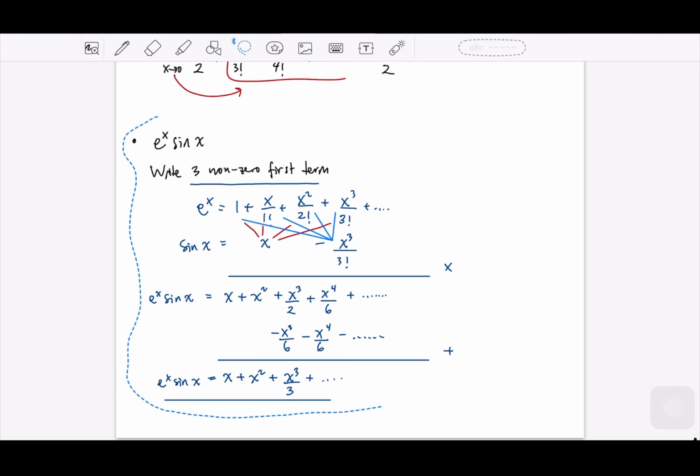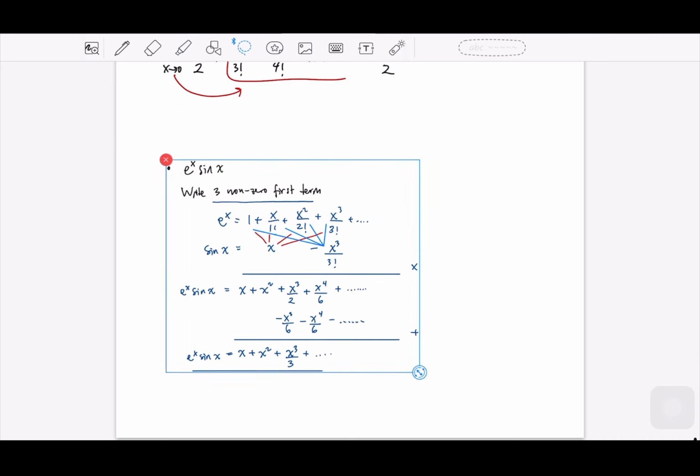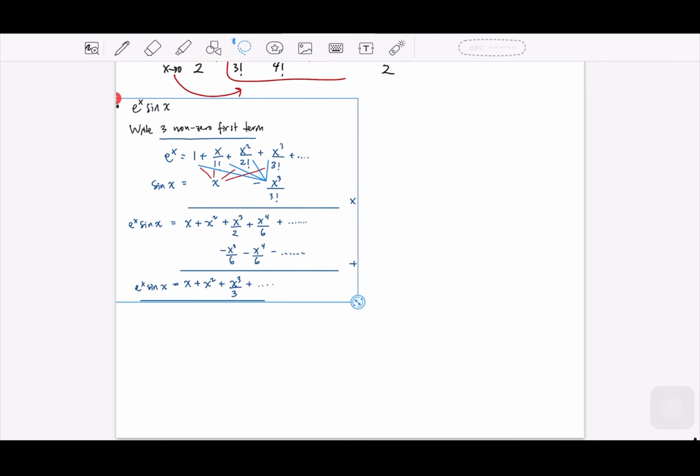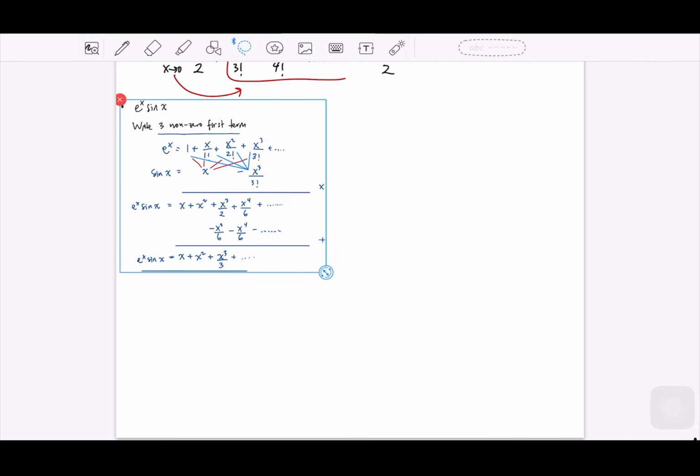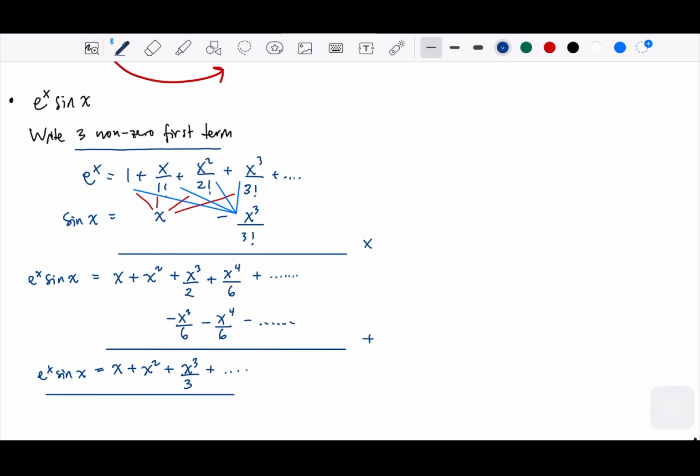I think I will just write on this page. Let me resize a little bit. And then make it to this one. Okay, now we can also write, for example, tangent x. And then we can see the tangent x as a division, sine x over cosine x, right?